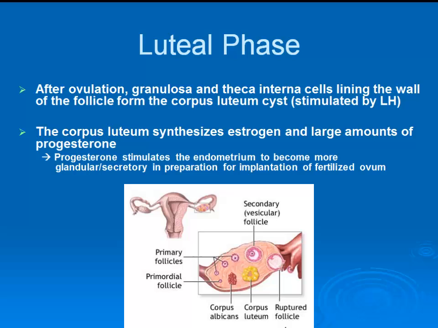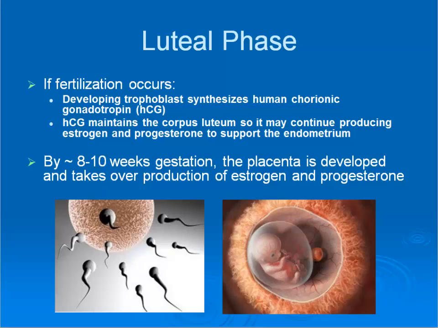After ovulation, we enter the luteal phase of the menstrual cycle. The residual cells from the now empty ovarian follicle have responded to LH and form the corpus luteum. The corpus luteum produces estrogen and large amounts of progesterone. Progesterone acts on the endometrium by influencing it to become more glandular and secretory in preparation for implantation of a fertilized egg. If fertilization occurs, the outer layers of the pregnancy, referred to as the trophoblast, produce human chorionic gonadotropin, or HCG. HCG maintains the corpus luteum so that it can continue production of progesterone and estrogen during the first trimester of pregnancy.